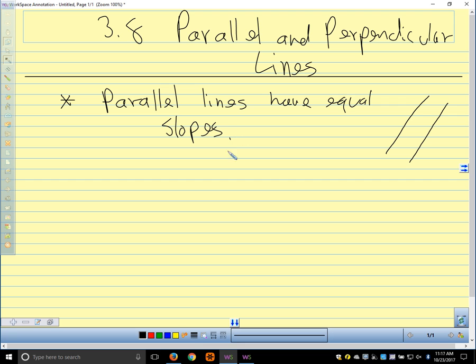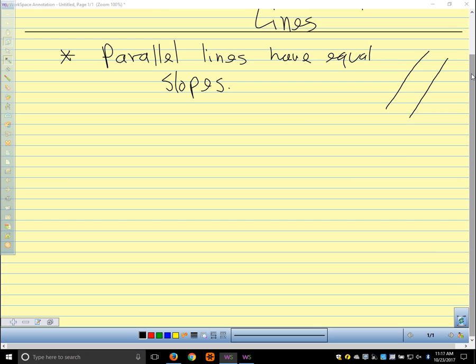If the slopes were not equal, then one would be slanted differently than the other, and eventually they would touch each other. So parallel lines have equal slopes. That's our first key piece of information. A couple of kinds of problems typically show up having to do with parallel lines when we're talking about equations and coordinates.